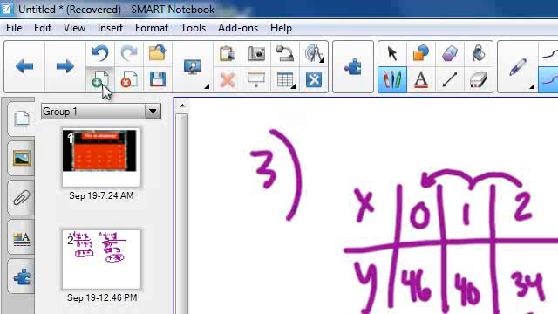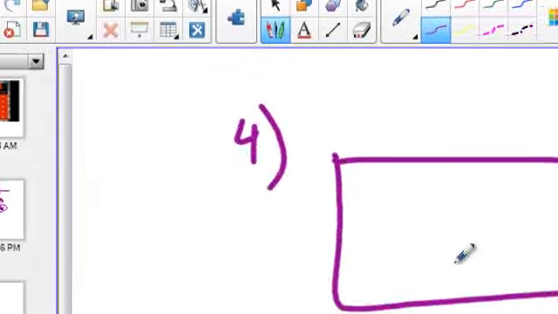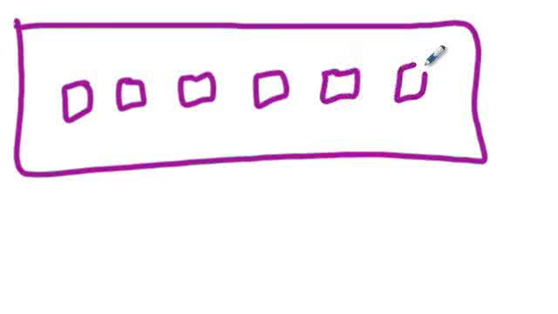Question number 4 is a word problem. I'm going to read it and then we'll just go from there. It says you want to hang 6 posters on a 12-foot wall. So I'm going to stop right there and I'm going to draw a picture. This is question number 4. 6 posters. 1, 2, 3, 4, 5, 6 posters. This is a 12-foot wall.